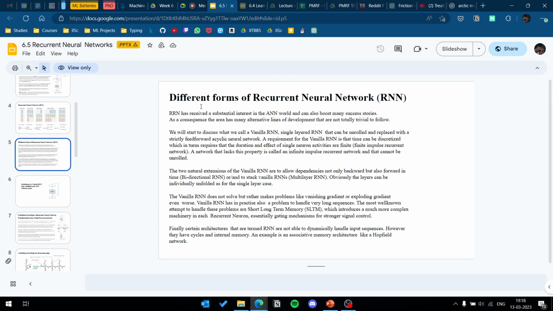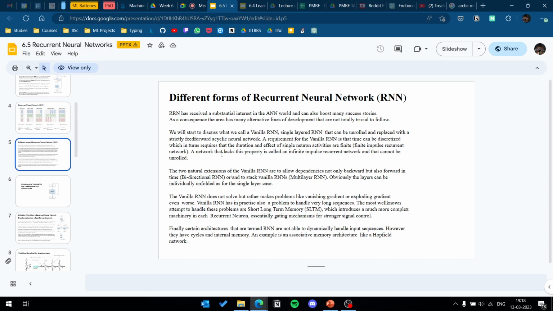The other is like, we have a plain simple RNN, which is a single-layered RNN. And then from there, if you want to go backward or forward in time, then you get a bidirectional RNN. Or if you want to stack multiple RNNs together, then you will get a multi-layer RNN. So those are some of the other forms. Okay, so some other types of RNNs.